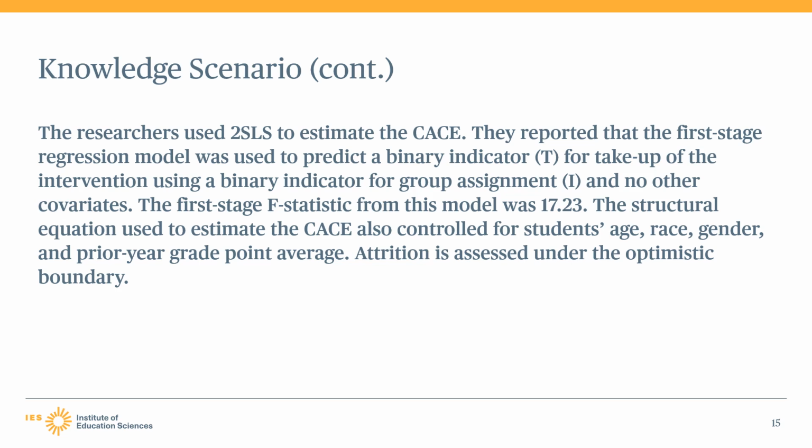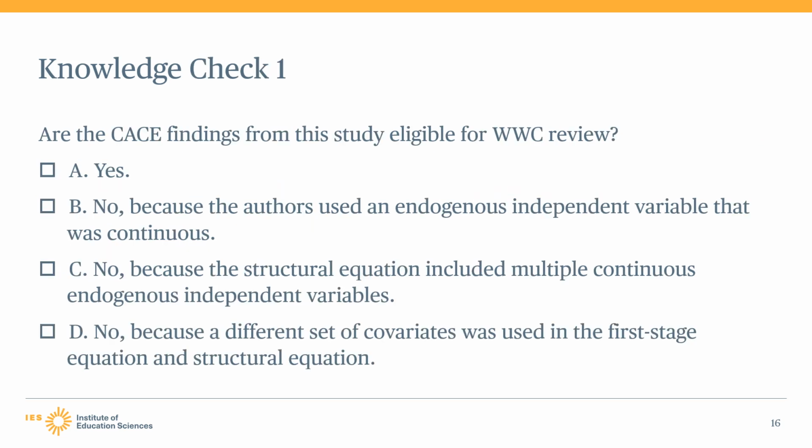The structural equation used to estimate the CACE also controlled for students' age, race, gender, and prior year grade point average. Attrition is assessed under the optimistic attrition boundary. Based on the scenario described on the previous slides, are the CACE findings from this study eligible for WWC review?